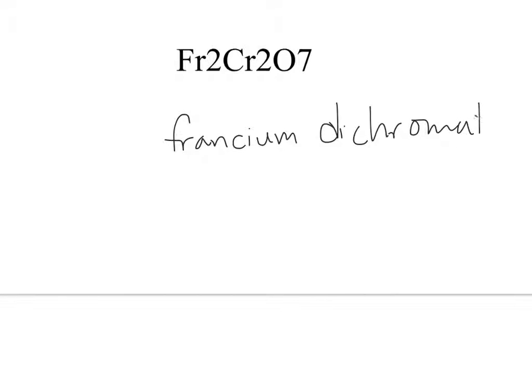Okay, in this example, we have another representative metal, francium. It's at the bottom of the alkali metals. And so you just name this guy. You don't have to do anything special. So this is francium. And then this thing is called dichromate. So that's a polyatomic, the Cr2O7. So francium dichromate.